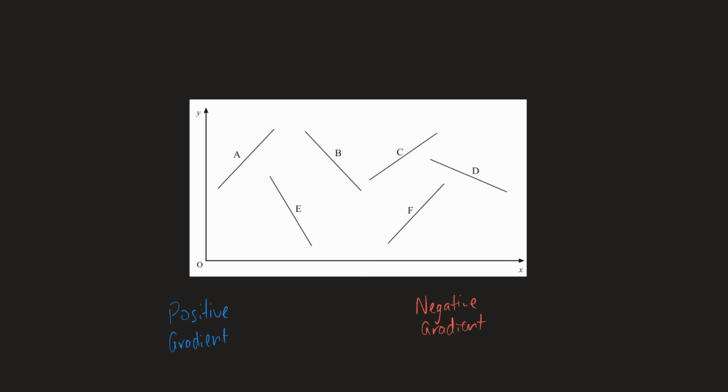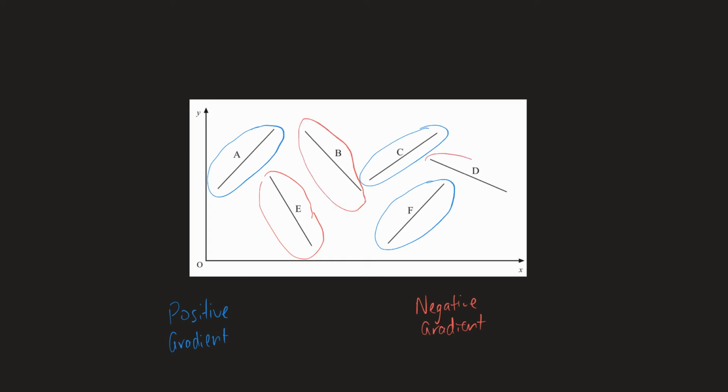Okay, so to answer this, I'm going to use my blue pen. I'm going to circle the lines with a positive gradient. So A is positive, C is positive, F is positive, and therefore the other three, which slope in the opposite direction, have a negative gradient, from our description earlier.